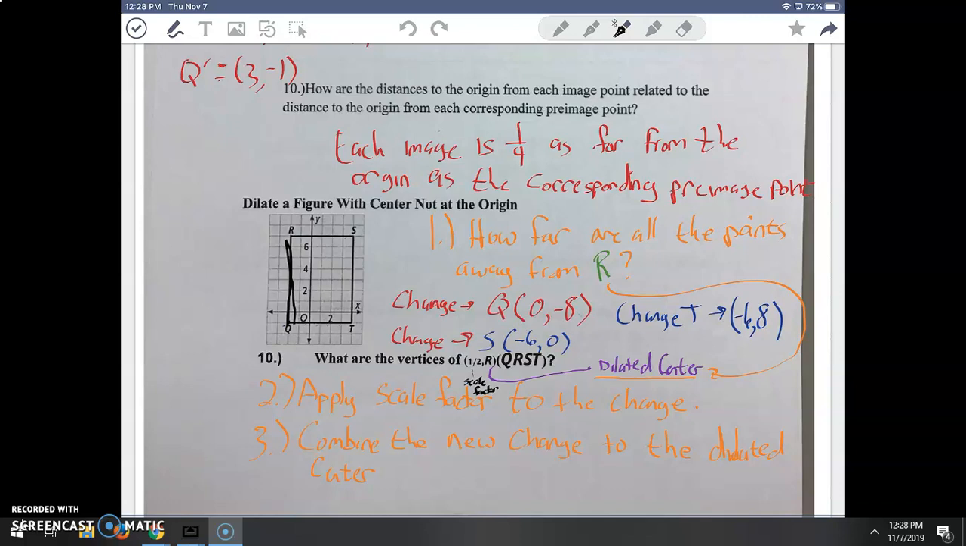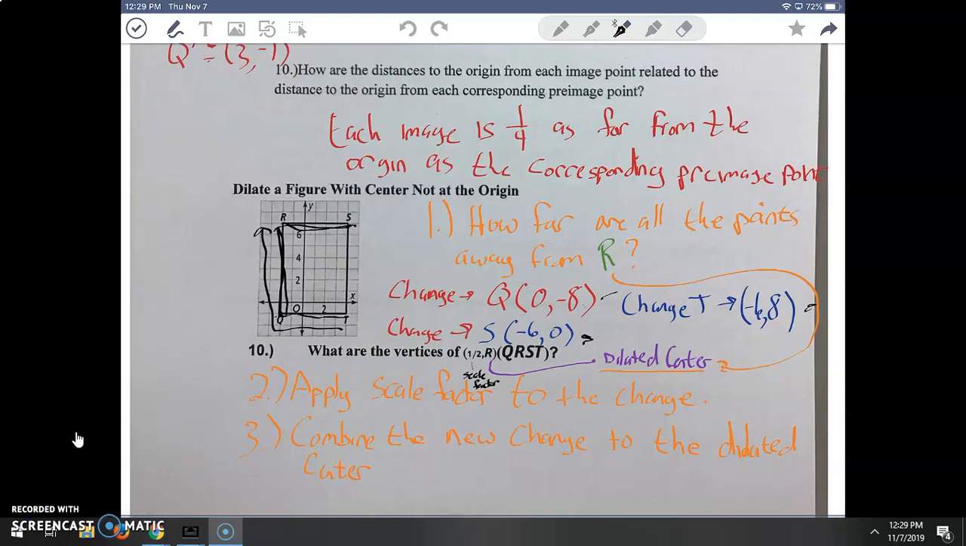Now the change from S to R is 6 to the left. Now T, it goes to the left 6, and then up 8 to get to R. So that's where I get these changes. These are all the distances away from R. If you haven't written all this stuff down right now, do so, or rewind, because I'm going to pause this, erase it, and then start answering more of the questions.